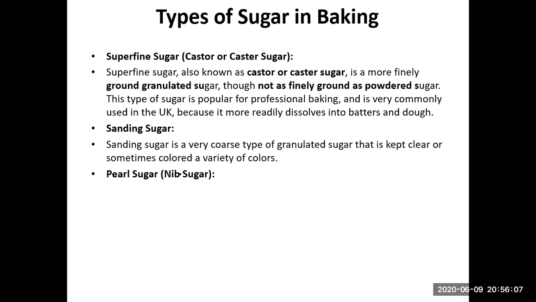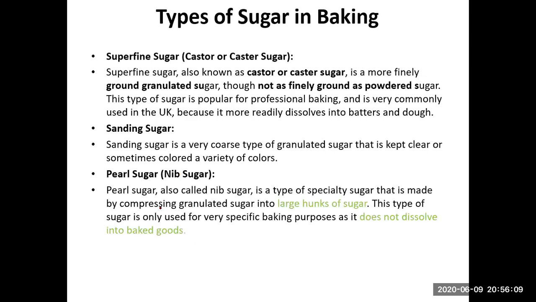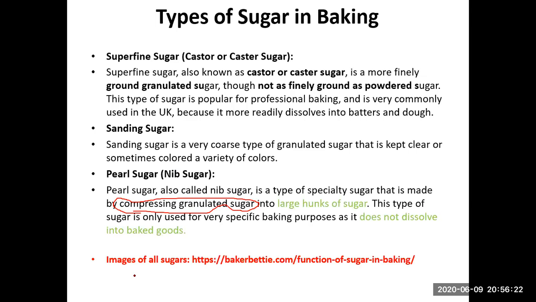Then pearl sugar or nib sugar is made by compressing granulated sugar. By compressing the granulated sugar, we form sugar blocks, and then we call it pearl sugar. It is also used for garnishing or other purposes.